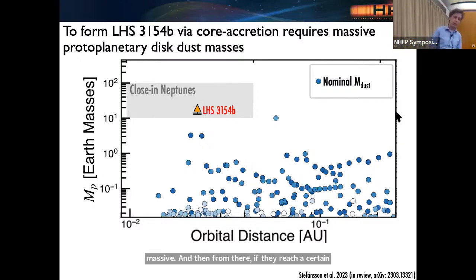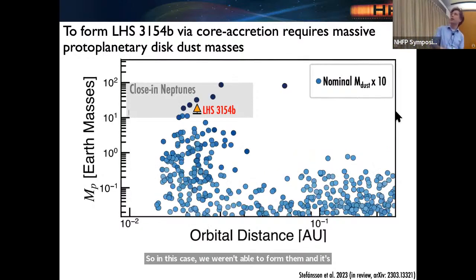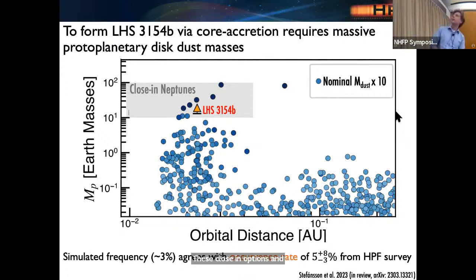In this case, we weren't able to form them, and it's only through dialing up the dust disk masses by an order of magnitude or two that we can start to form these types of planets, these close-in Neptunes. We were able to derive an occurrence rate of about 5% from the detection of this one planet within the HPF survey, and we were able to match the simulated frequency of these planets in our simulations. This detection of LHS 3154b highlights that the protoplanetary disk dust mass among the lowest mass stars is most likely somewhat more massive than previously thought.